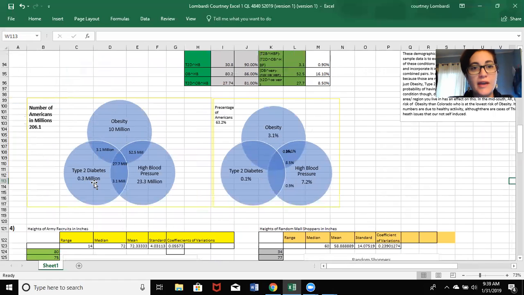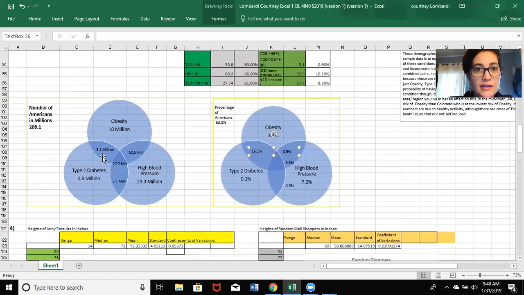0.3 million have type 2 diabetes, 0.1%. 23.3 million have high blood pressure. And a lot of this can be caused from obesity, the foods that we eat, and not exercising. Exercising is just such an important thing. It doesn't have to be high impact. Just get out there and get moving. It'll make you feel better. Oh, this didn't go over here. All right, and so then this just shows you your percents.